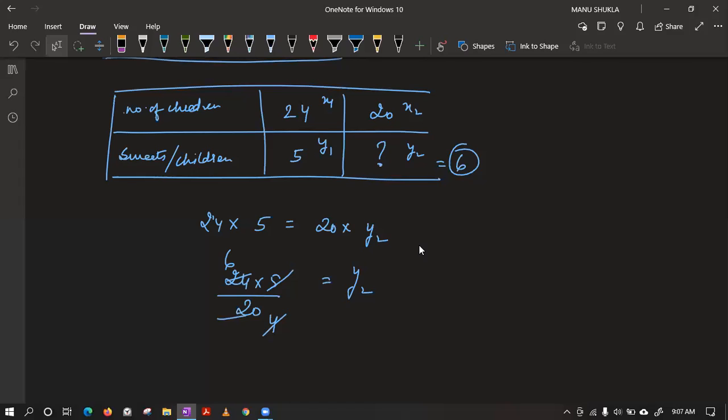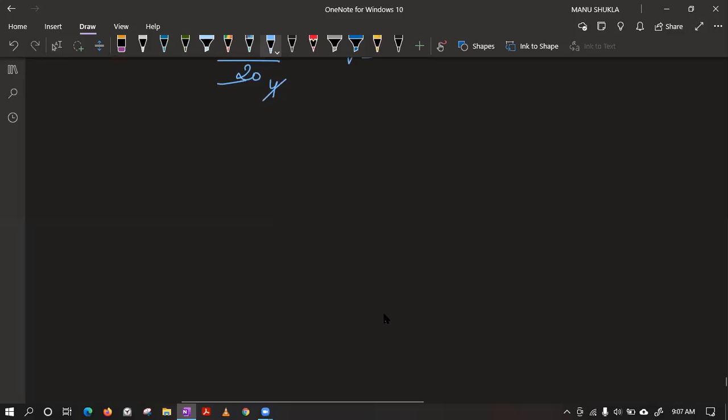Question number 5: a farmer has enough food for 20 animals. How long would it last for 10 more animals in his cattle? Okay, let's see this one also. Today you have to try the complete exercise as your homework. Question number 5 is: a farmer has enough food to feed 20 animals in his cattle for 6 days.